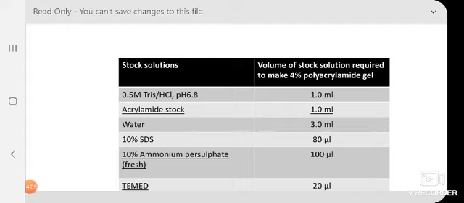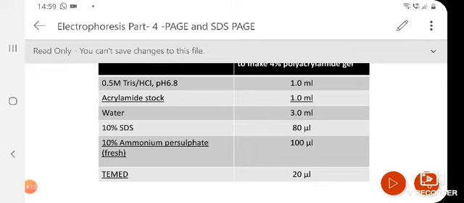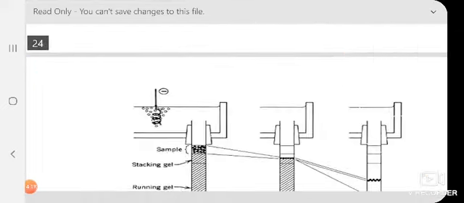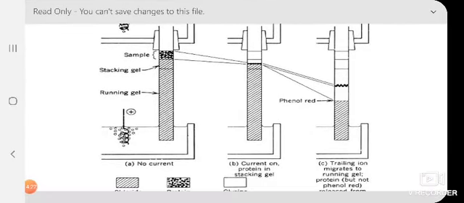The bottom part depends on what type of molecule you are separating. That's why it ranges 10 to 15%. And pH, the top part is 6.8, bottom is 8.8. Now, here is the principle. Let me try to explain the principle behind this stacking gel.